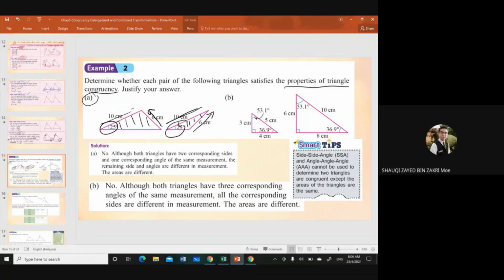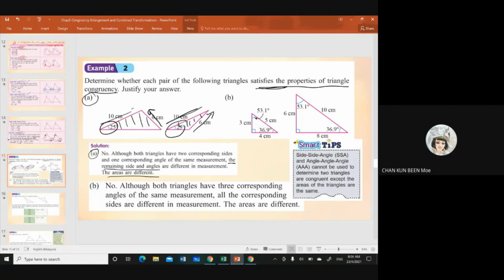No, right? Although they satisfy the property of triangle congruency, the side angle, they are not congruent. So you look at the solution given here, down here. No, okay. Although both triangles have 2 corresponding sides and 1 corresponding angle of the same measurement, the remaining side and angle are different in measurement. So the areas are different.